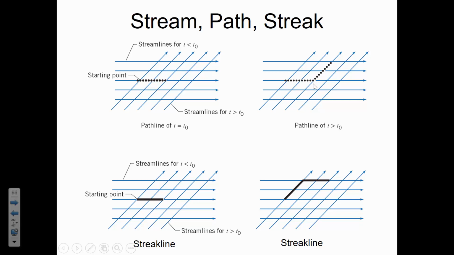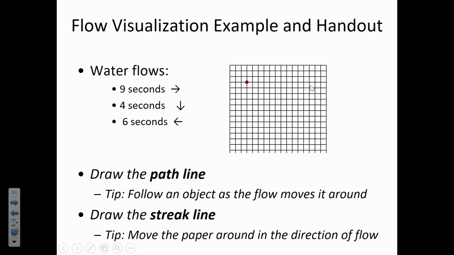To get some practice with streak lines and path lines, I'm going to give you this handout, and we're going to consider water flowing during 3 periods. No, wait. The handout's a different one. All right. I'm going to do this illustration on the board, and you can follow along just on a scratch piece of paper if you've got one, and then we'll do the handout.